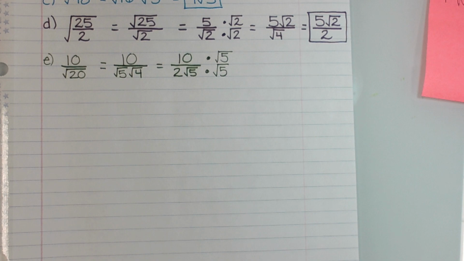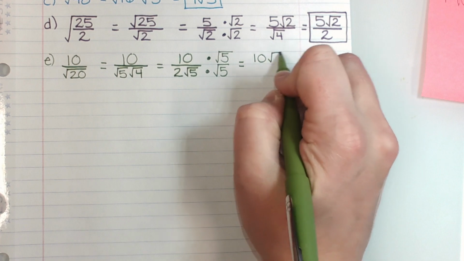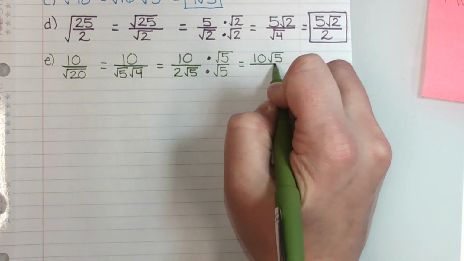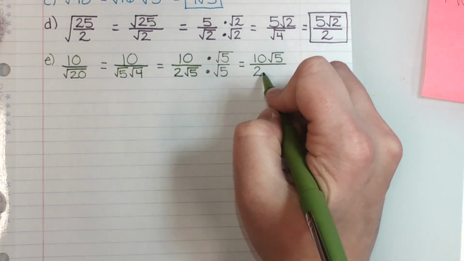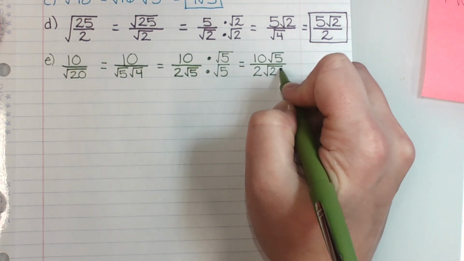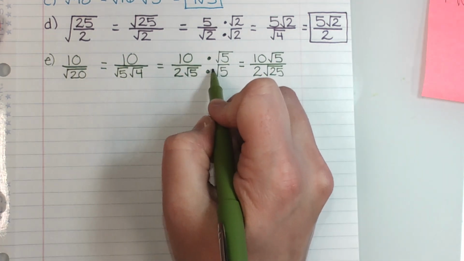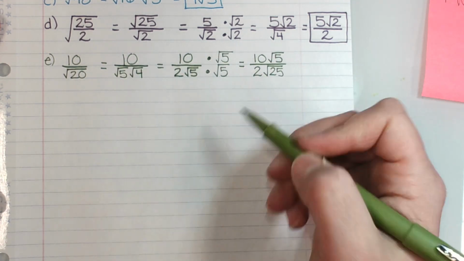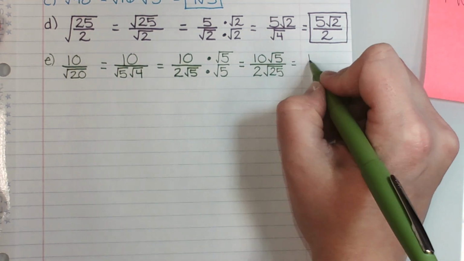10 times the square root of 5? 10 square roots of 5. 2 square roots of 5 times the square root of 5? 2 square root of 25. By the way, technically there's a 1 in front of this getting multiplied by the 2. So there is technically the 2 getting multiplied by something. It's just not doing much.